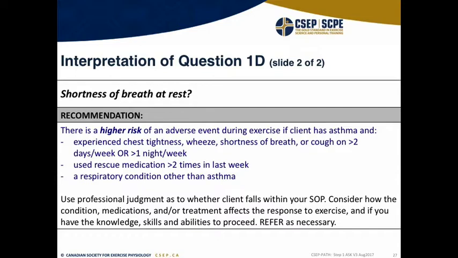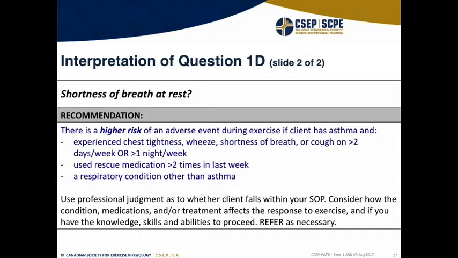There was a higher risk if a client had to use rescue medication more than 2 times in the past 7 days. And there was a higher risk of an adverse event if the client had a respiratory condition other than asthma. So again, this is where it's important to find out about the shortness of breath. It is okay to work with clients with asthma if you're a CSEP CPT, but certainly you would want to make sure they're not experiencing symptoms as described on this slide.